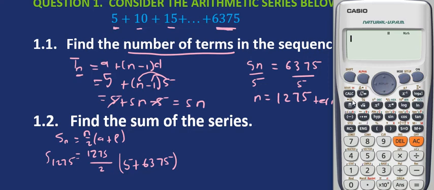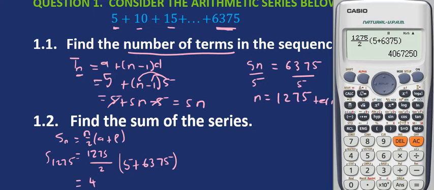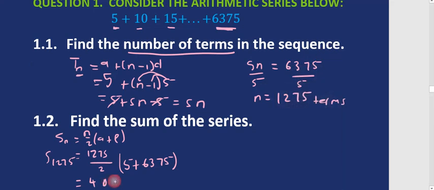You can just plug that into your calculator. So let's look at that. 1,275 divided by 2, open brackets, the first term is 5, the last term is 6,375. This gives us the sum of 4,067,250. Okay, all right, simple enough.